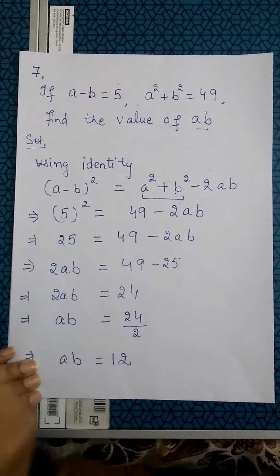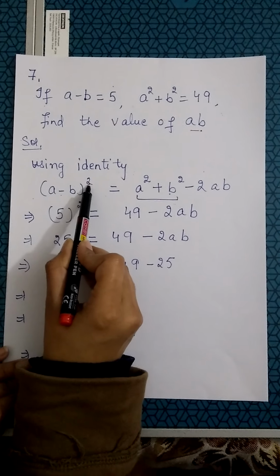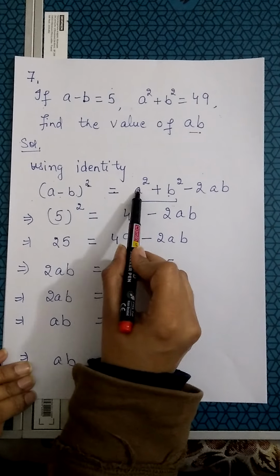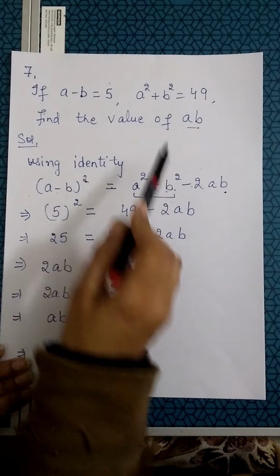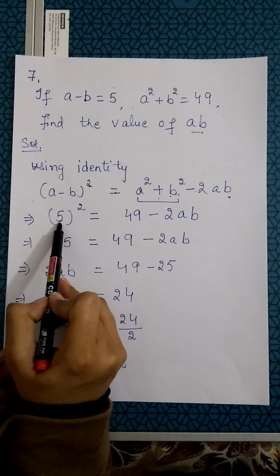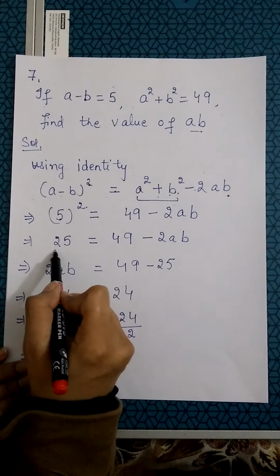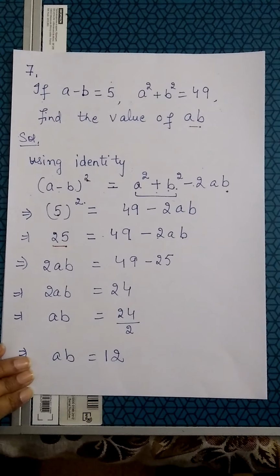Now a minus b is given. So obviously I will be using the identity (a minus b) whole square, which is equal to a square plus b square minus 2ab. a square plus b square is already given to us, that is 49. a minus b is given as 5. So the whole square will become 25, which is equal to 49 minus 2ab.